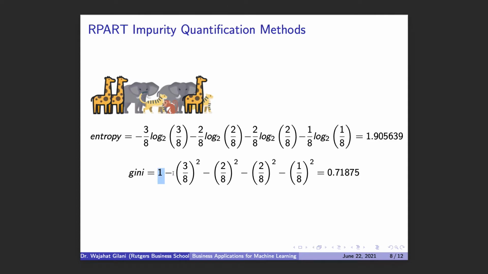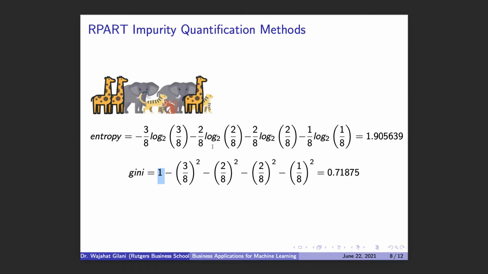So here we just do 1 minus the ratio of giraffes, 3 of 8, squared, minus the ratio of elephants, 2 over 8, squared, minus the ratio of cheetahs, 2 over 8, squared, minus the monkey ratio, 1 over 8, squared. And again, we get this number, 0.71875, which again is not 0, but it's our starting point. What rule will get me to 0 the fastest? In other words, what rule will drop that 0.71 down the furthest? What rule will reduce these numbers the most? That is what it all comes down to.